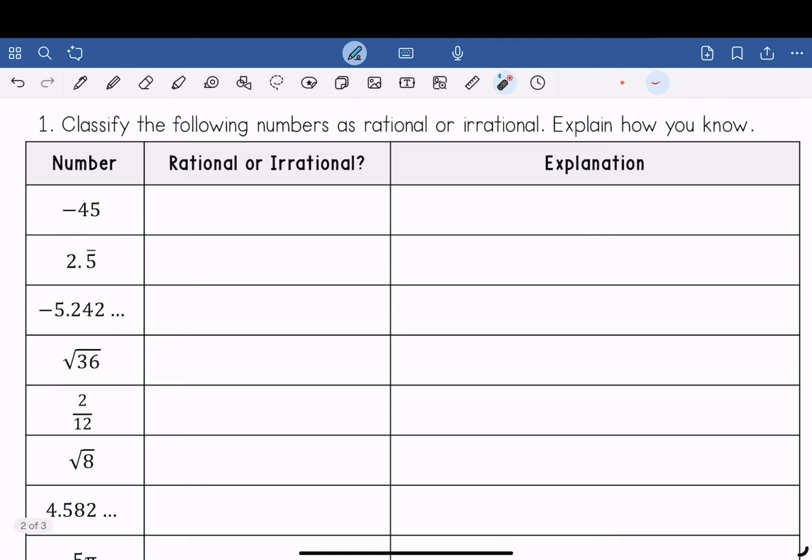So now we're going to try to classify the following numbers as either rational or irrational and explain how we know. So -45, is it rational or irrational? It is rational, because it can be represented as a fraction, -45 over 1. The next number, 2 point repeating 5, is rational. It has a repeating decimal.